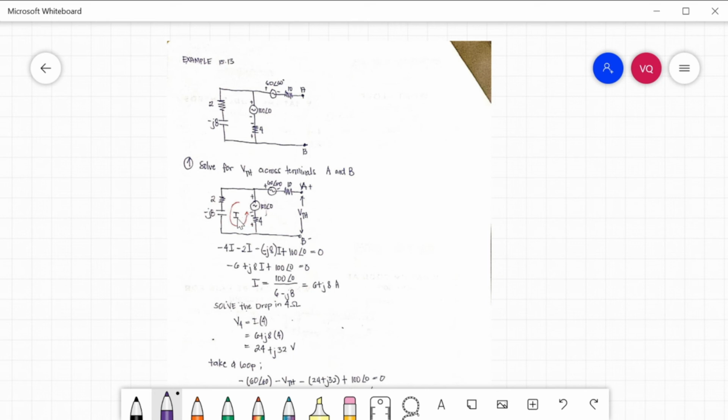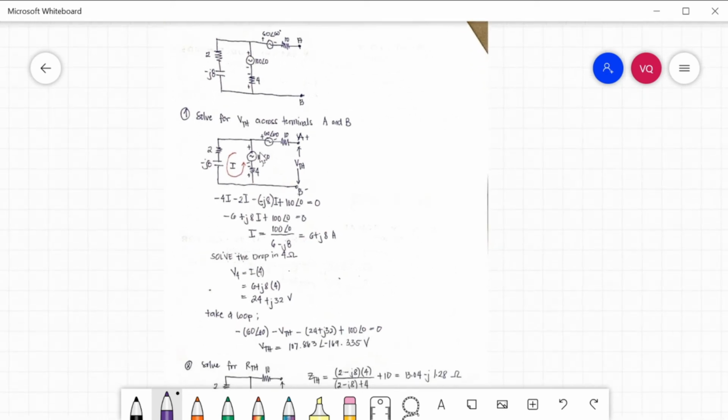Now we solve the current flowing in this loop. We will get the drop at the 4 ohms. That is V equal to IR, V is equal to I multiplied by 4 ohms. So 6 plus J8 times 4, that is 24 plus J32.